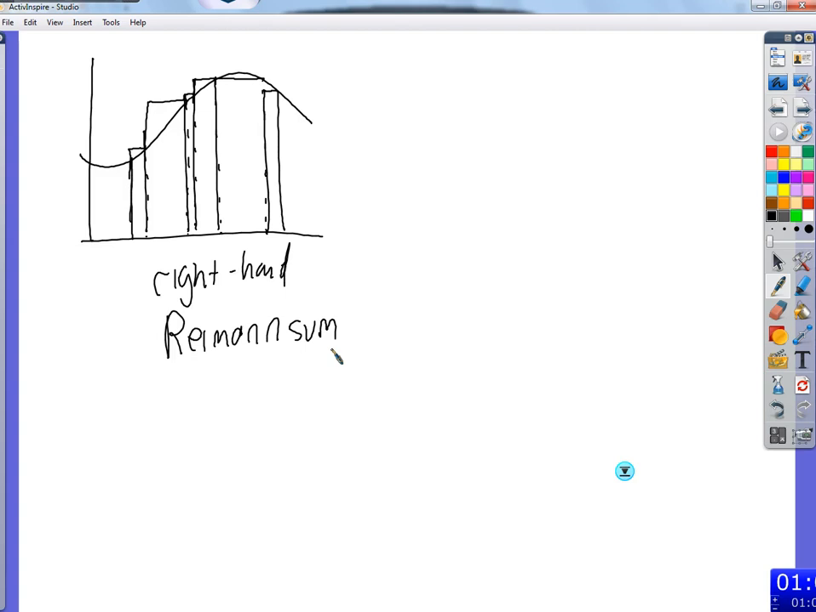Okay, so what's a left-handed sum then? Use the left side of each subinterval to decide the height of each rectangle. Okay, let's do that in a different color. Green. I like green. Okay. Left side, left side, left side, left side. Almost looks the same. And left side of that one. Okay. Left Riemann sum.